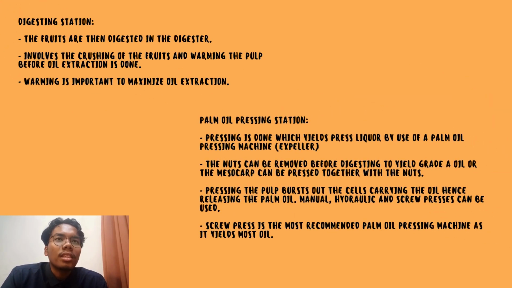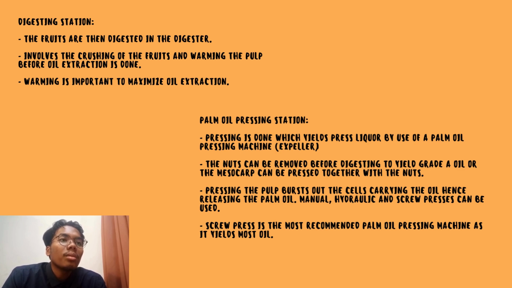Next, the digesting station. The fruits are then digested in the digester. It involves the crushing of the fruits and warming the pulp before oil extraction is done. Warming is important to maximize oil extraction. Next is the palm oil pressing station. Pressing is done, which yields pressed liquor, by use of a palm oil pressing machine, which is the expeller.